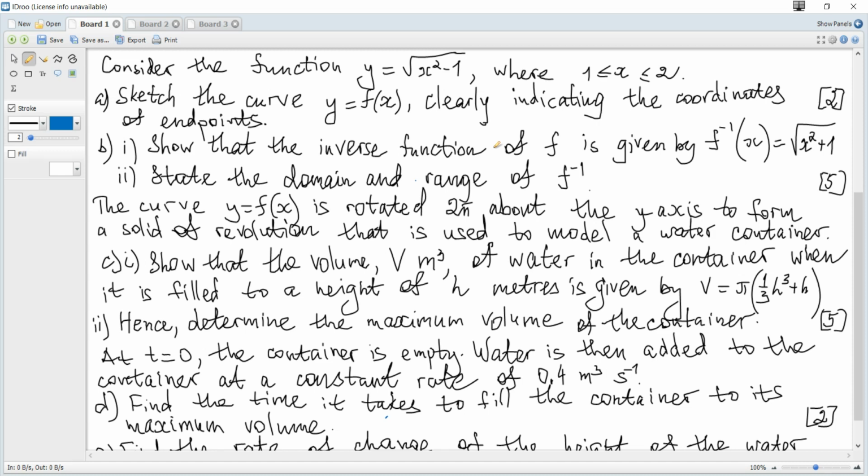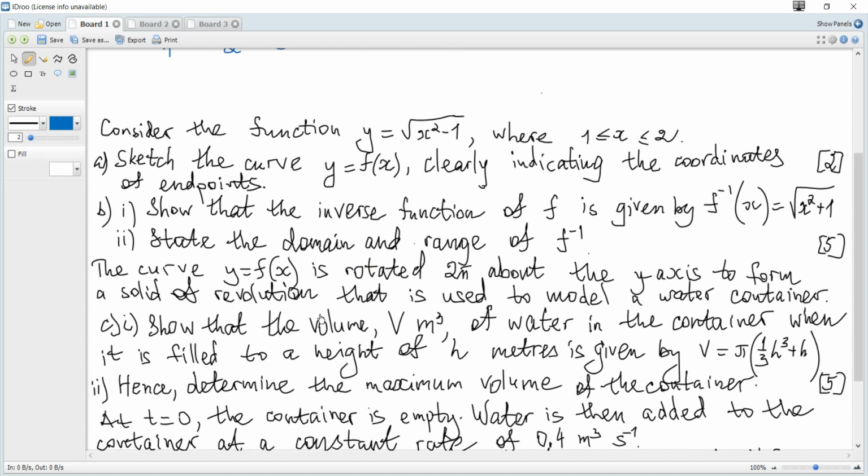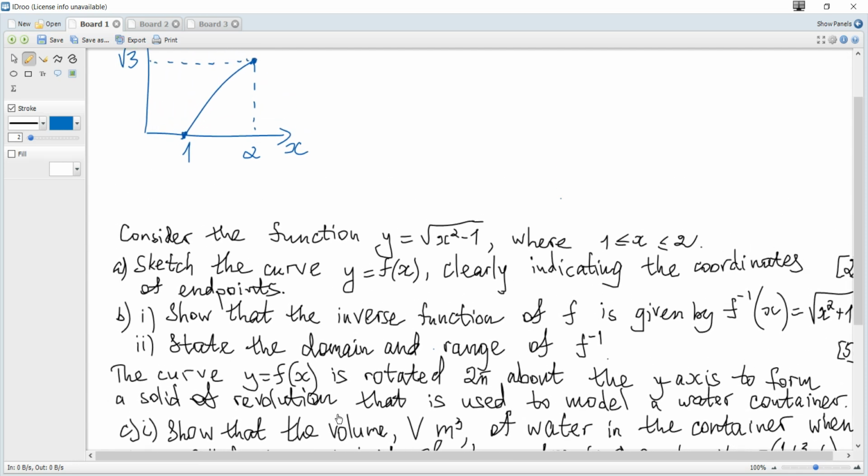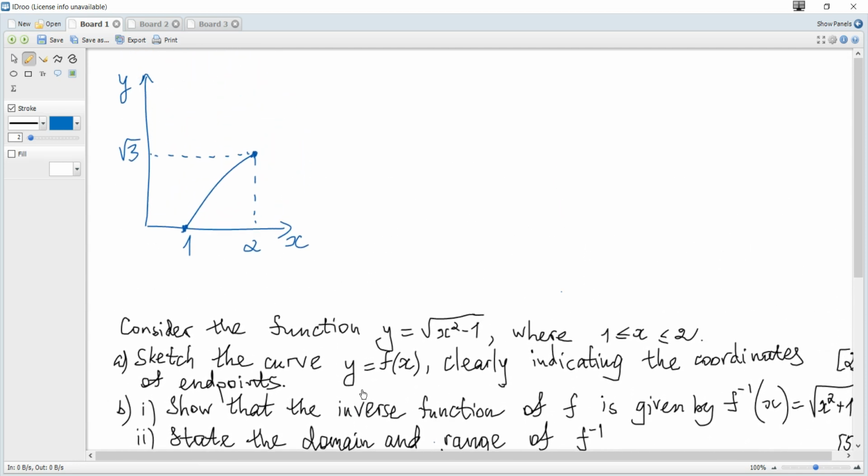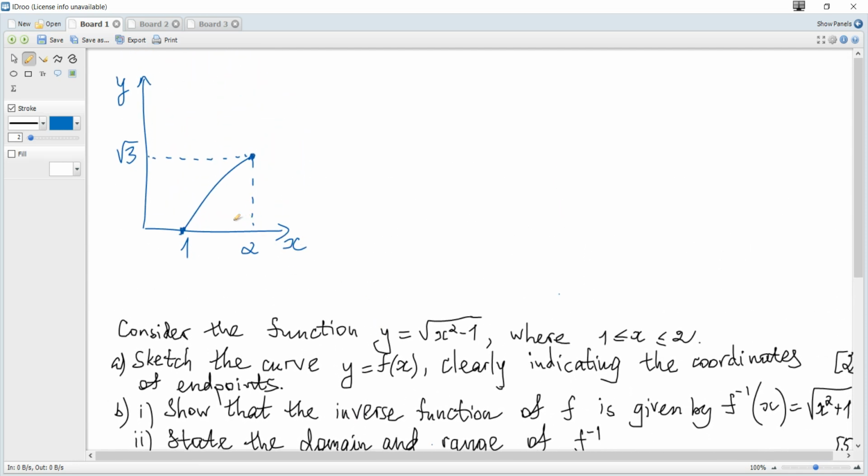Consider the function y is the square root of x squared minus 1. Sketch the curve y is f of x, clearly indicating the coordinates of endpoints. It's a paper with a calculator, so you may just use a calculator to plot the given graph, and it looks like this. Endpoints are when x is 1, y is 0, and when x is 2, y is the square root of 3. So it looks like this.